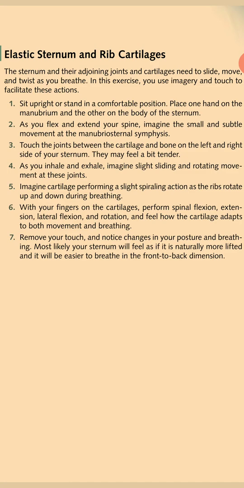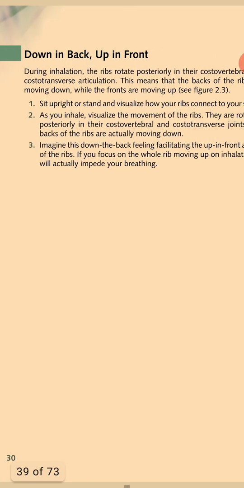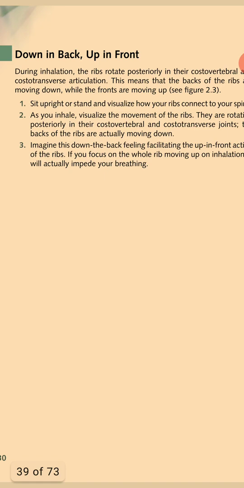With your fingers on the cartilages, perform spinal flexion, extension, lateral flexion, and rotation, and feel how the cartilage adapts to both movement and breathing. Remove your touch and notice changes in your posture and breathing. Most likely, your sternum will feel as if it is naturally more lifted, and it will be easier to breathe in front to back dimension.